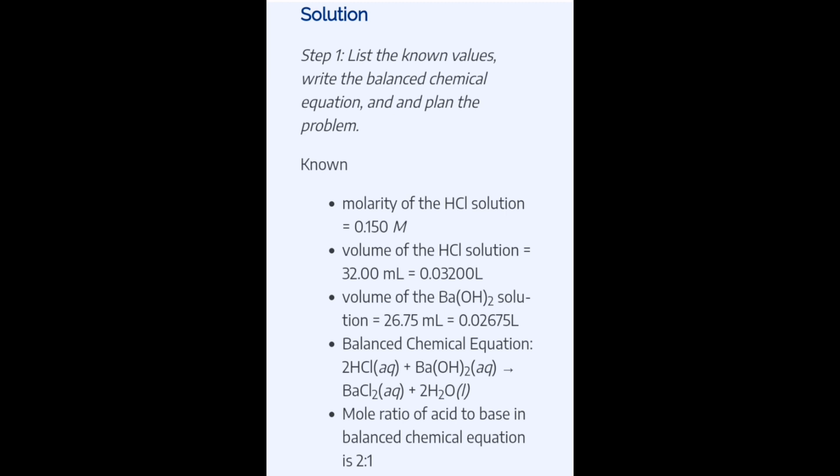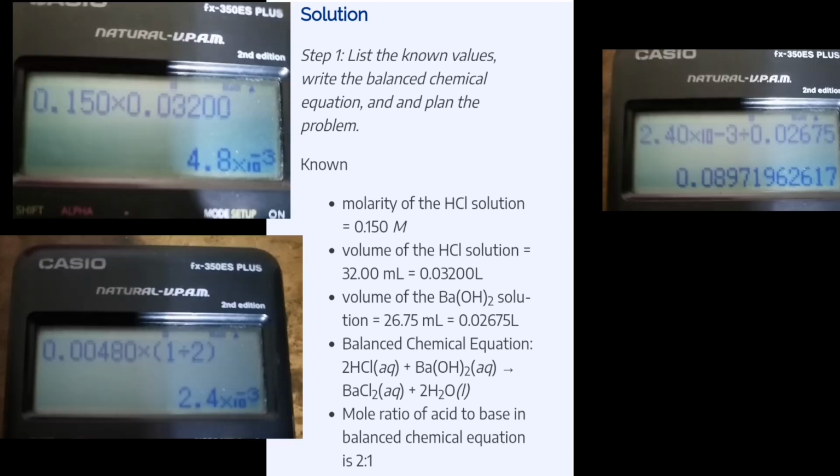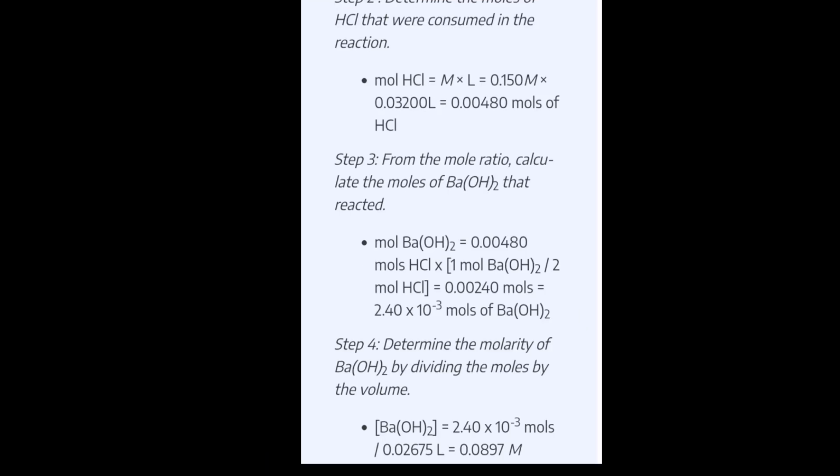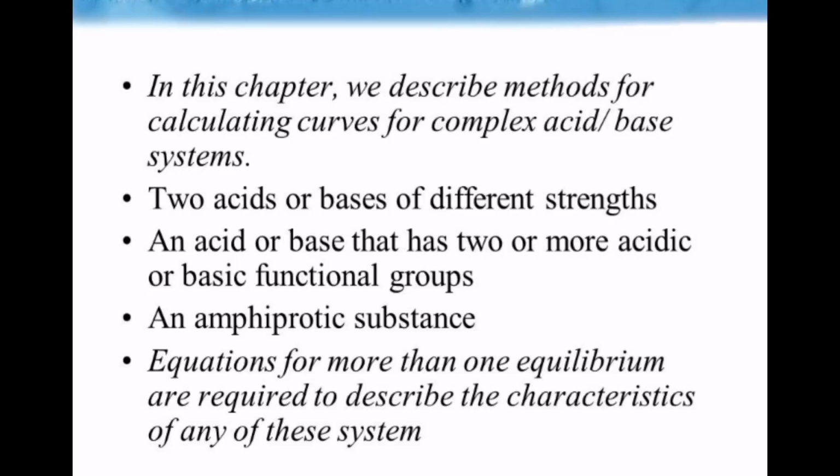The first thing to do is to list the known values, write the balanced chemical equation, and plan the problem. Known to unknown: molarity of the HCl solution, volume of the HCl, volume of the barium hydroxide, and so on down the line. Only multiplication and division were used. So therefore, our final answer is 0.0897 moles.